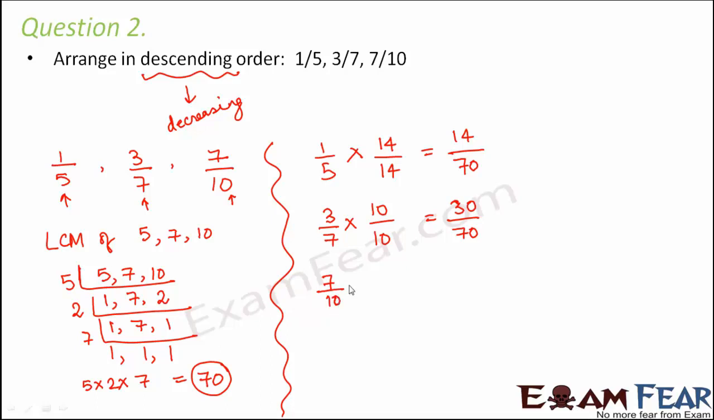Next is 7 by 10. In this case, again, the same thing. So 10 into 7 is 70. So we multiply the numerator also by 7. So this is 7 sevens are 49 by 70.